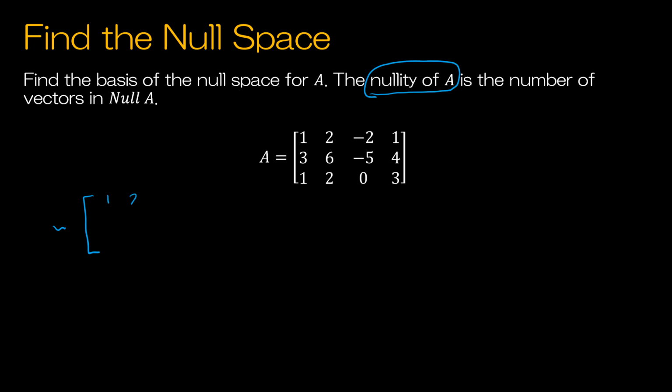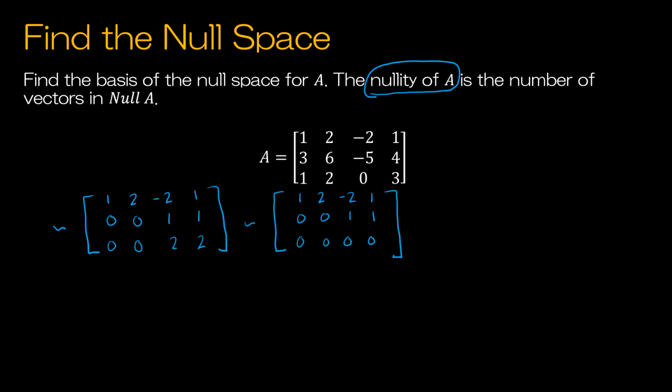-3 times that first row plus the second row would give me 0. And then -6 plus 6 is 0. And then 6 plus -5 is 1. And then -3 plus 4 is 1. And then let's take negative row 1 plus row 3 to give me 0, 0, 2, 2. I can see that the last row is going to go away completely. It's going to 0 out. And so this guy is going to be 0, 0, 1, 1. I'm going to take -2 times that row to get 0, 0, 0, 0.